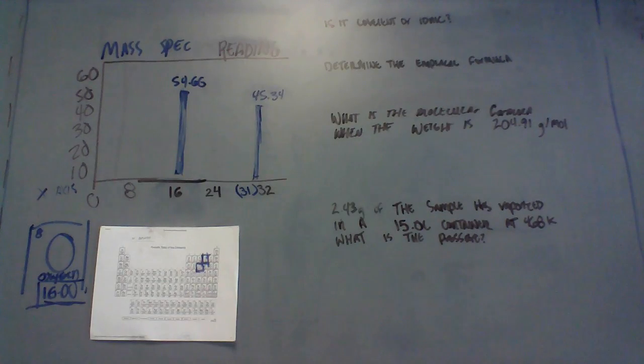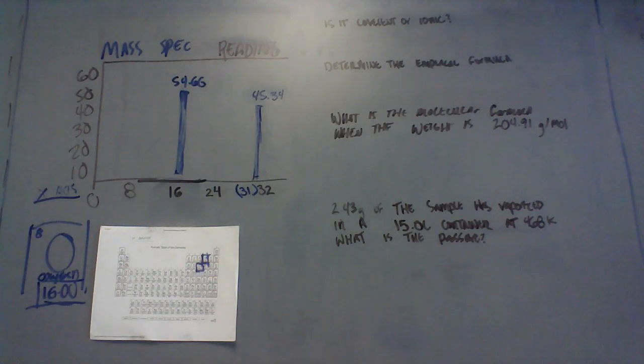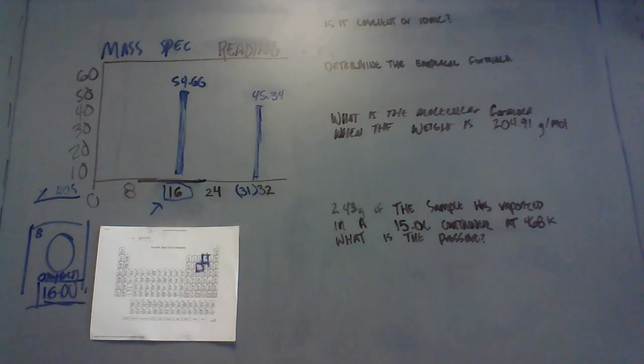We can tell this by looking at the mass number, which is listed at the bottom or x-axis of the mass spec reading, and the number below the name of an element. Take oxygen, for example. Both the number listed on the x-axis of the mass spec reading and the mass number for oxygen are both 16, proving its identity. Do the same for the other numbers listed.